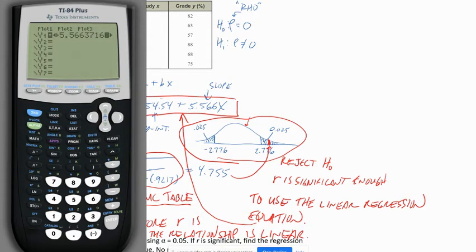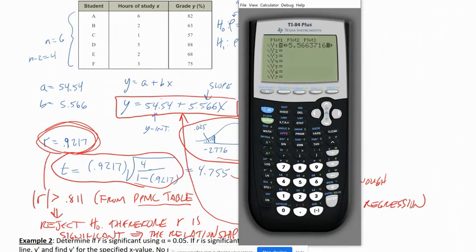And if we want to see that line along with the data, there are a couple of things we need to adjust. The window: the data we see goes up to 6, so I'm going to say my x min is 0, and it goes up to 6, but I'm going to put it at 0 to 10 in case we want to try some higher number of hours. And then the y values were in the 60s, 70s, and 80s, so I'm just going to say from 0 to 100. And then if I graph, I get that linear equation.